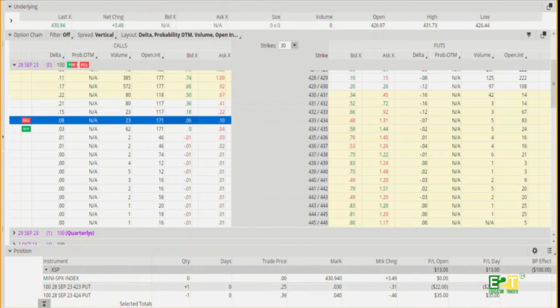Just know the further away you get from price, the more safe you get, or the higher the probability of being out of the money, the less money you're going to take in premium. So there's the trade-off there. You have to be comfortable with how much do I want in premiums, how much am I willing to risk.